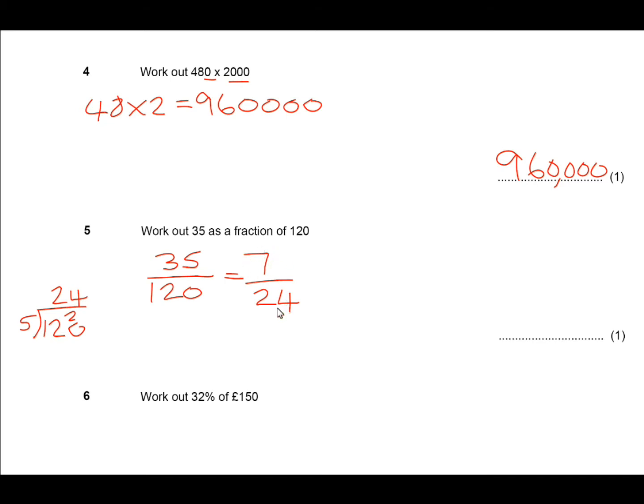7's a prime number. Does it divide into 24? Well, 7, 14, 21, 28. No, it doesn't. Therefore, our final answer, simplified, is 7 over 24.